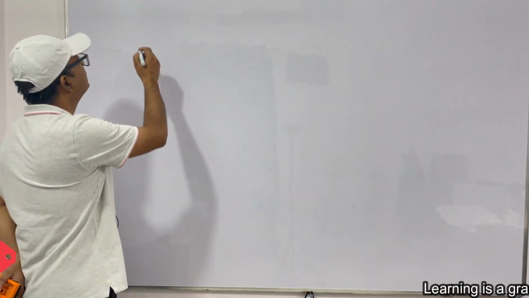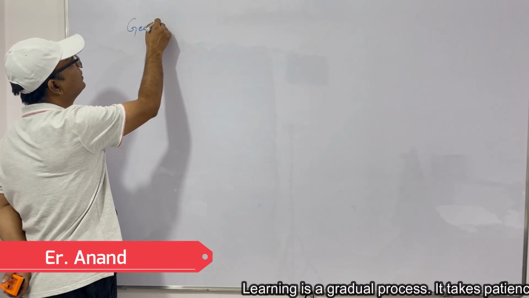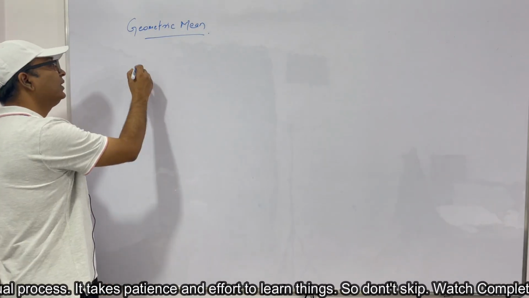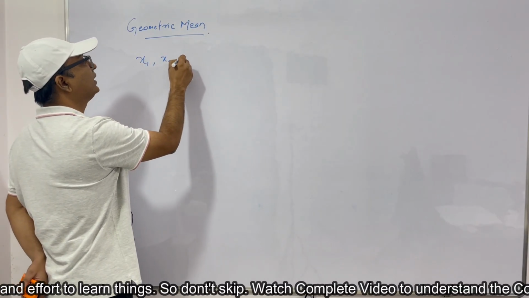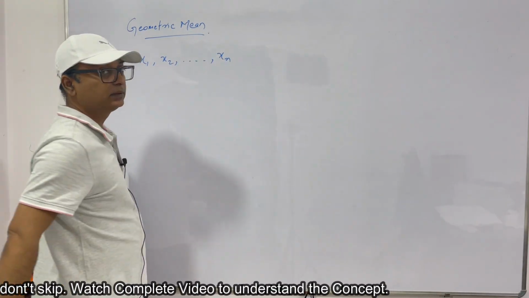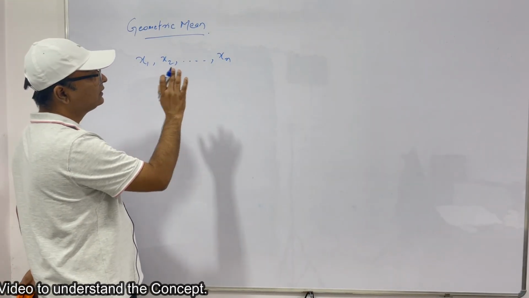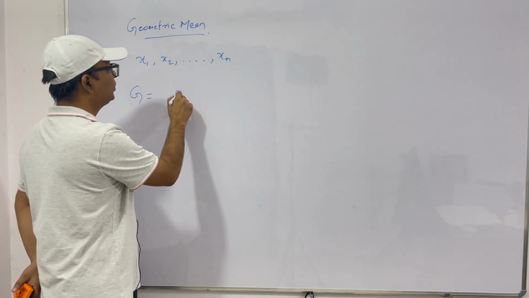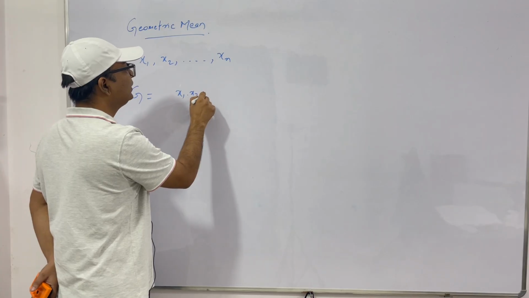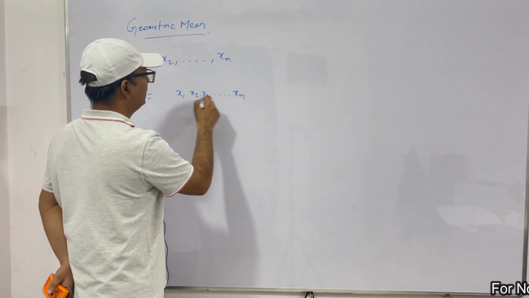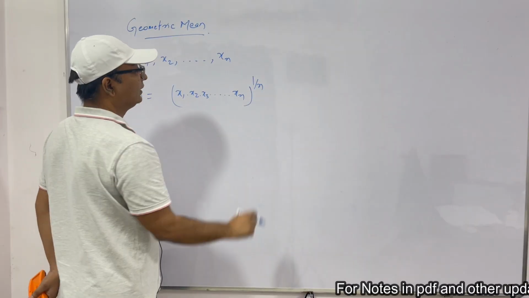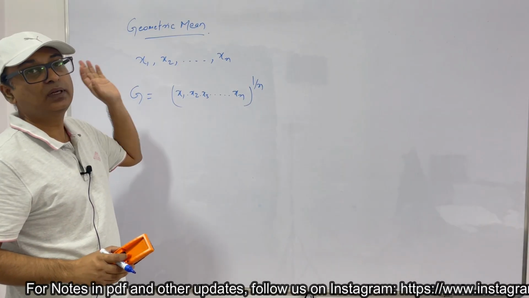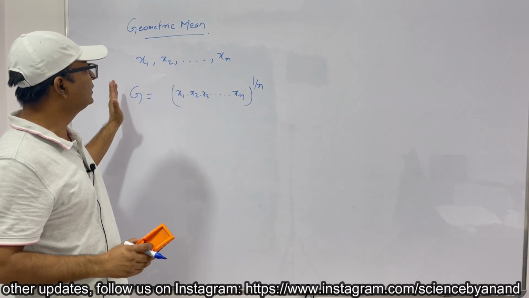We will see now geometric mean. What is geometric mean? If we have n observations, x1, x2 up to xn, the number of observations is n. We find geometric mean g by this formula: x1 into x2 into x3 into up to xn to the power 1 by n. That is, geometric mean is the nth root of the product of the values of the variables. This is geometric mean.